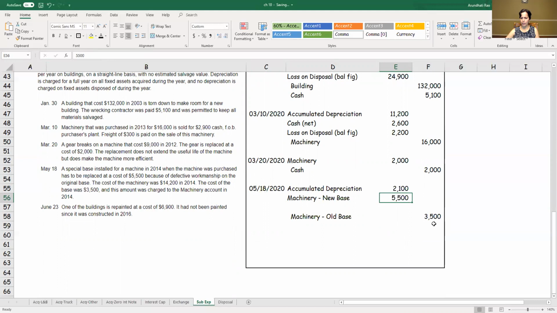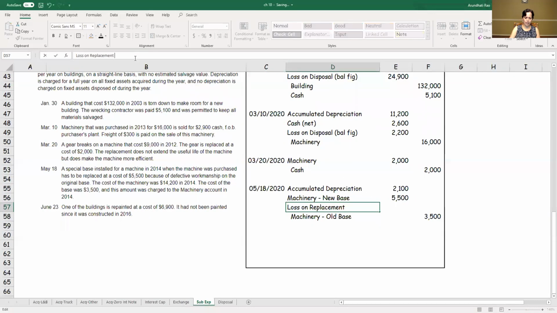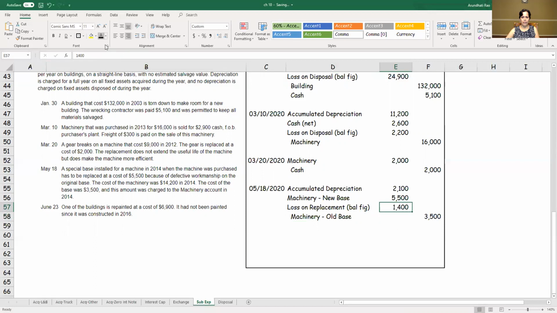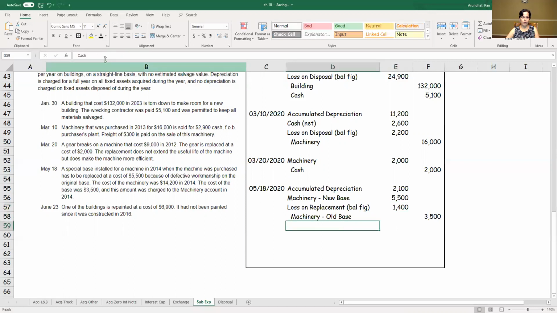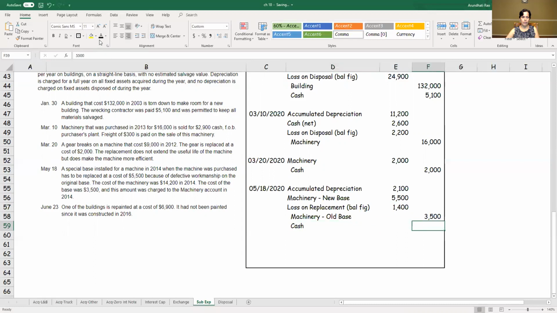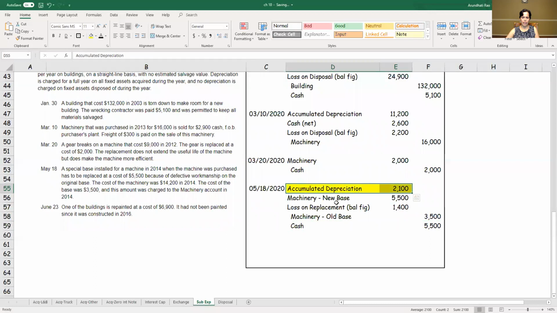So I take the old asset off the books, I bring the new asset into the books, and the balancing figure, again, the loss amount is always the balancing figure in the journal entry, is going to be $1,400. So again, I paid $5,500 for the new base. The old one, the old assets. So you can look at this.